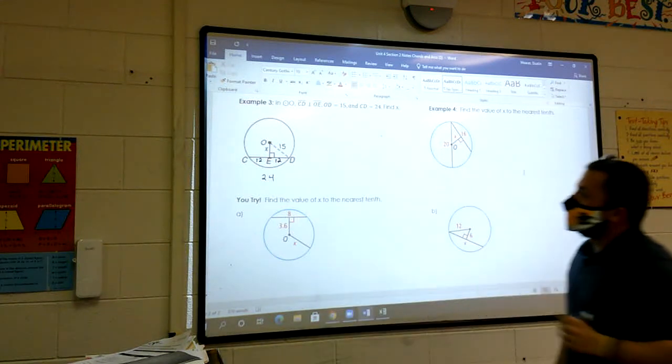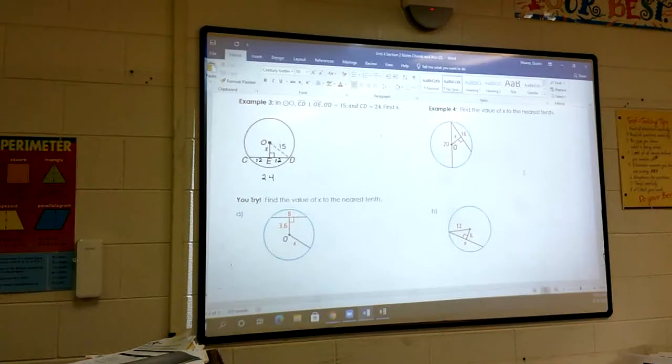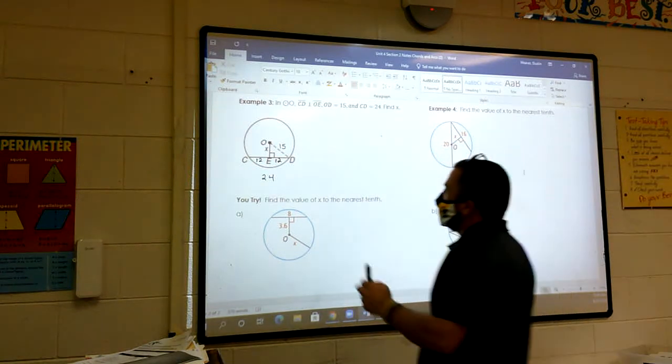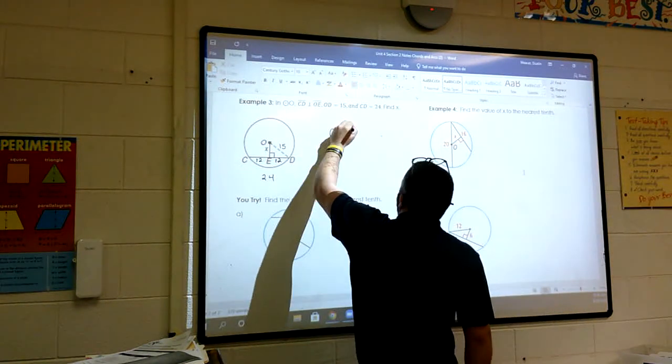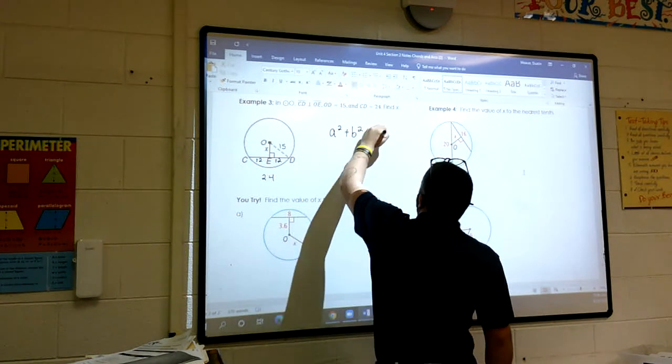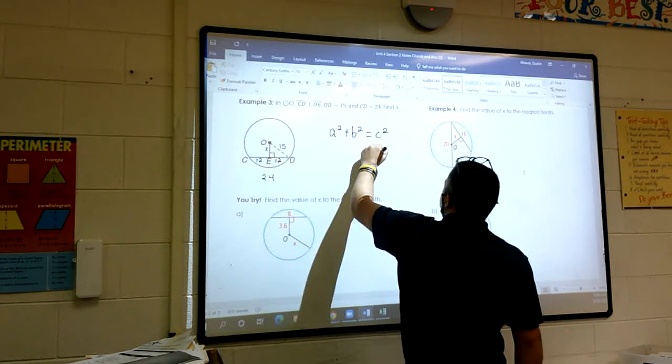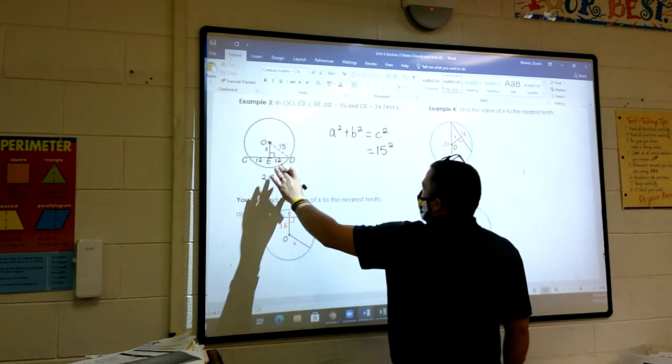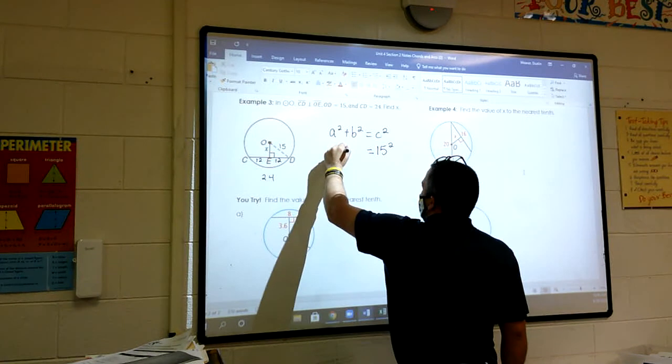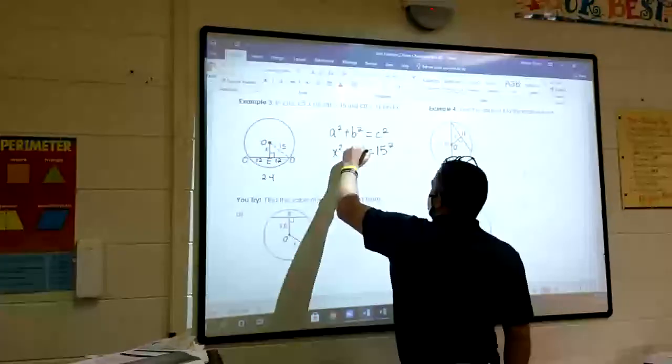So what does it look like we're trying to do here? We're trying to solve for x. We have a triangle now. We thought we were in circles, but we're not. Now we've got a triangle inside of a circle. So what can we use to solve for x? Yeah, so we're back to that. So we're at the Pythagorean theorem with the right triangle. So we have a squared plus b squared equals c squared. C is our hypotenuse, so that's 15 squared. Doesn't matter if you want to call this a or b. We'll say x squared plus 12 squared equals 15 squared.